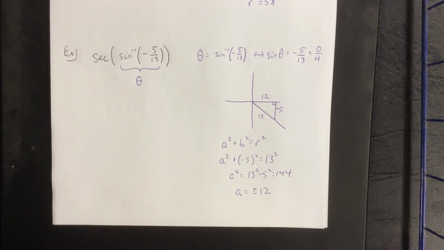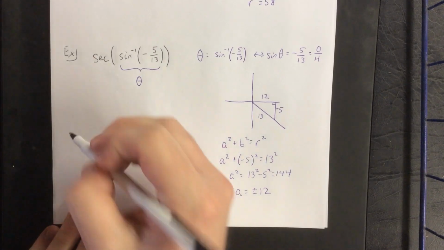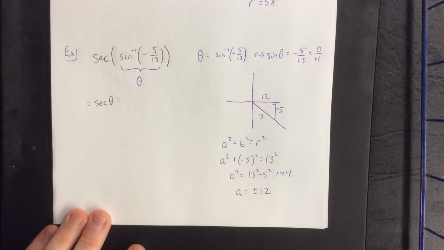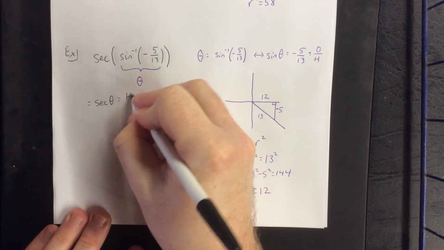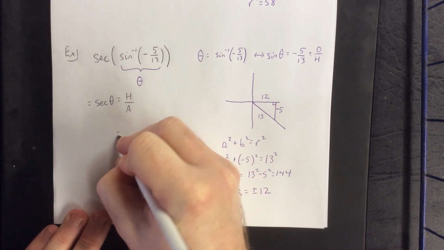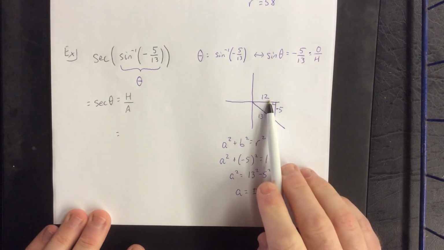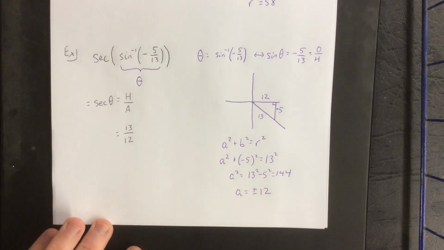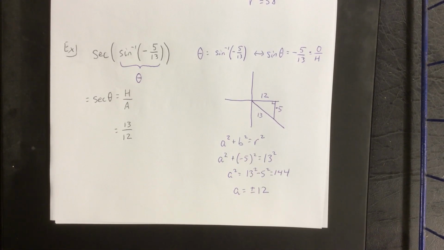Once you've finished labeling your triangle, you can head back to the original problem, which would be the secant of theta. Secant is the ratio of hypotenuse over adjacent. Hypotenuse is 13, adjacent is 12. So the ratio that we're looking for is 13 over 12.